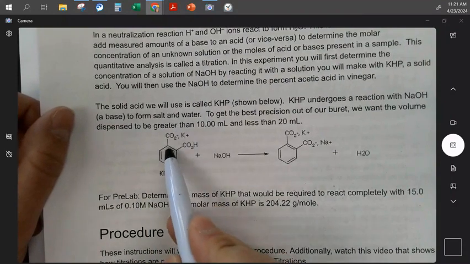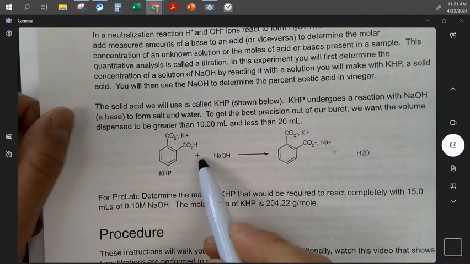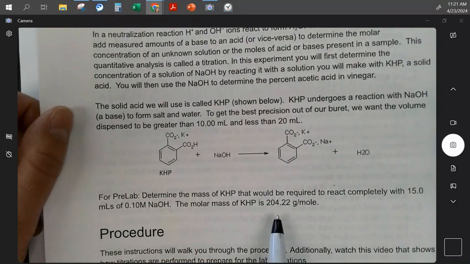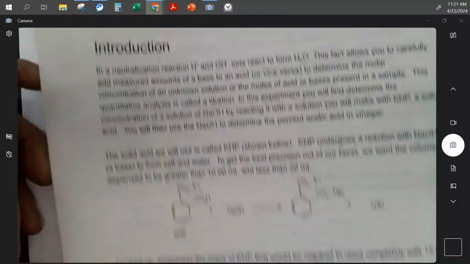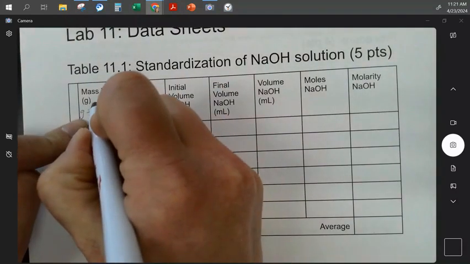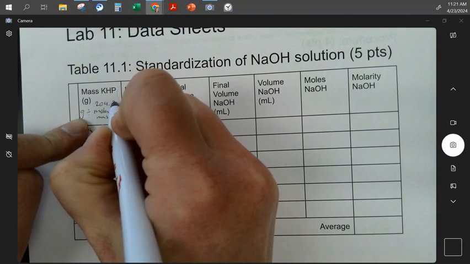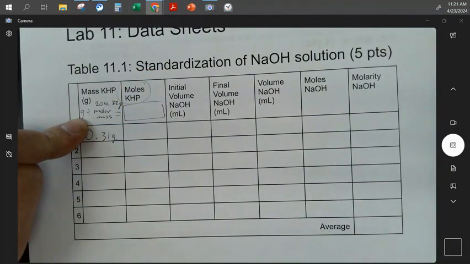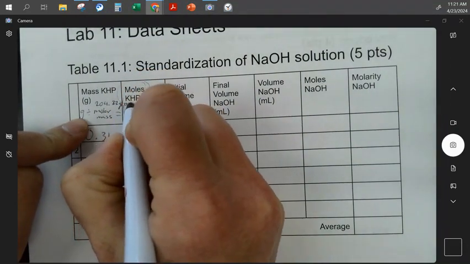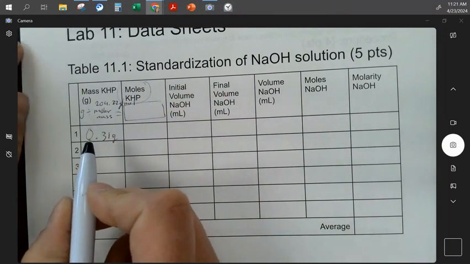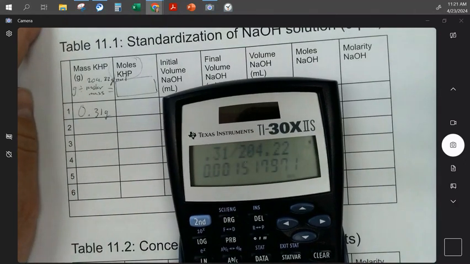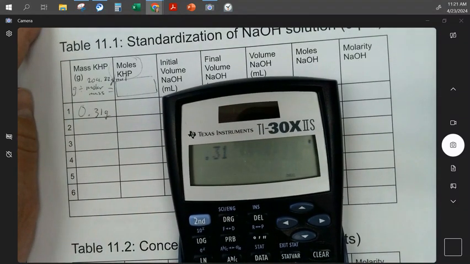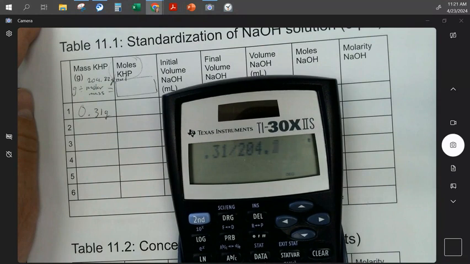So you would have to say, oh, there's how many carbons, how many oxygens, how many potassiums, hydrogens, but they have given you the molar mass. This is the molar mass, okay? So you take this number, divide by 204.22 grams per mole. That's how many grams it takes to get to 1 mole for this compound. If I do that on my calculator, 0.31 divided by 204.22. See, it's a very small number.